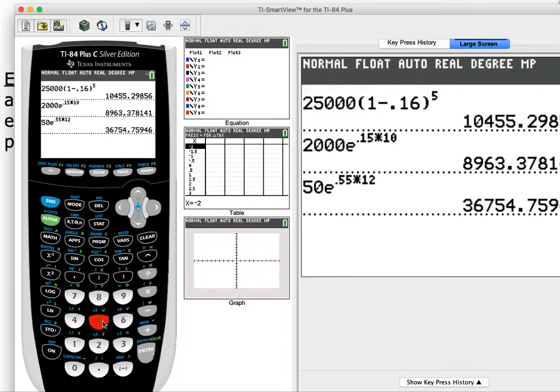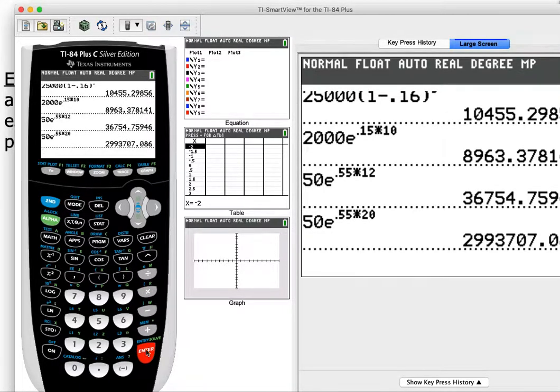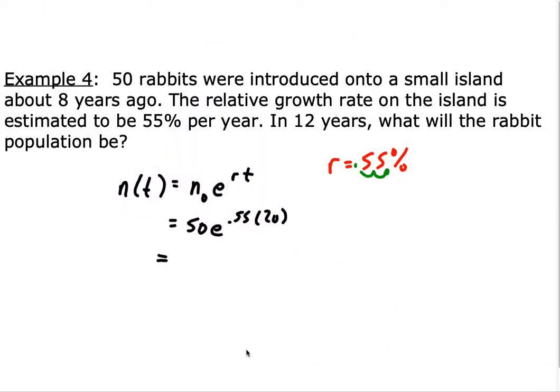All right, let me do that again. 50 second ln, 0.55 times 20. A lot of bunnies. So 2,993,707. The digit in the tens place is a 0, so that will not round the 7 up. So let's write that down. Notice I'm labeling my answers there.